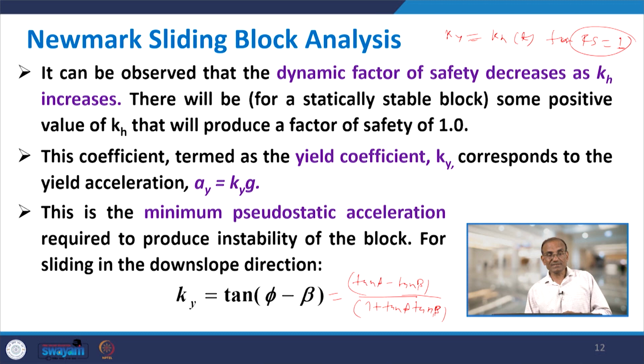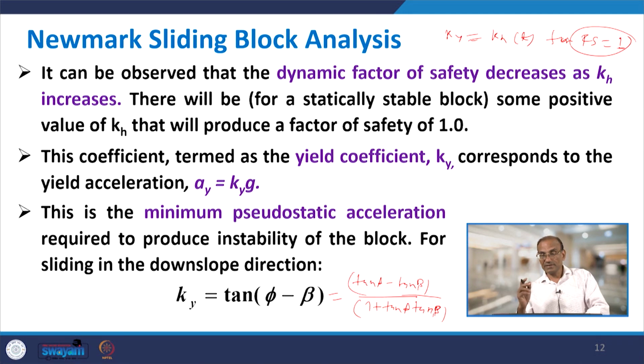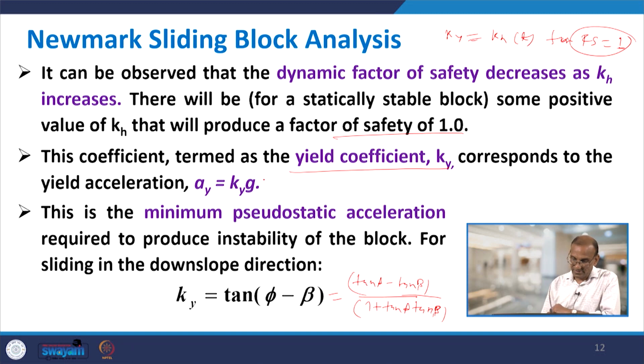The dynamic factor of safety decreases. So, the dynamic factor of safety will decrease in this equation when KH increases, and there will be a value of how much we should increase KH. If we increase the value of KH to a point where the factor of safety becomes 1, in that case this coefficient will be termed the yield coefficient KY, and this yield coefficient KY corresponds to the yield acceleration, which is given by AY equals KY multiplied by g. This is the minimum pseudostatic acceleration which is required to produce instability of the block for sliding in the downslope direction. So, KY will be tan phi minus tan beta over 1 plus tan phi tan beta.